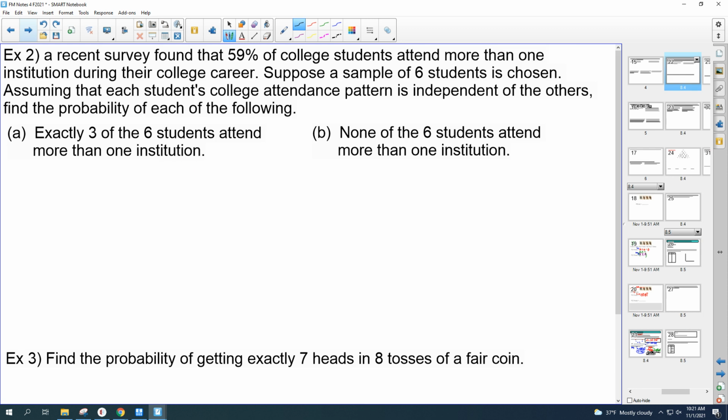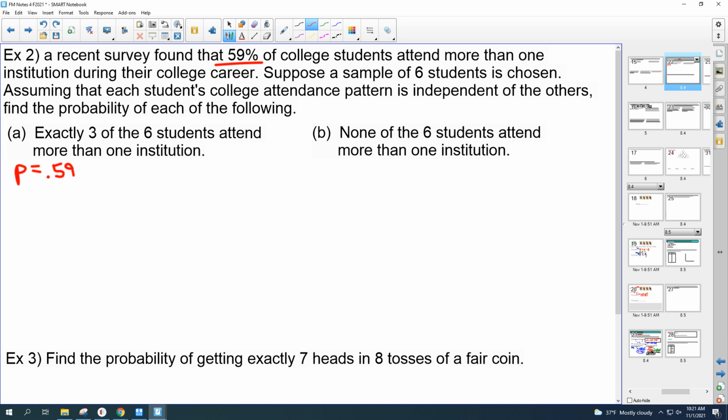Number 2, a recent survey found that 59% of college students attend more than one institution during their college career. Suppose a sample of 6 students is chosen, assuming that each student's college attendance pattern is independent of the others. Find the probability of each of the following. Exactly 3 of the 6 students attend more than one institution. All right. So notice that's your probability right there, 59%. So 59% that do whatever they're talking about would imply that 41% do not do what they're talking about.